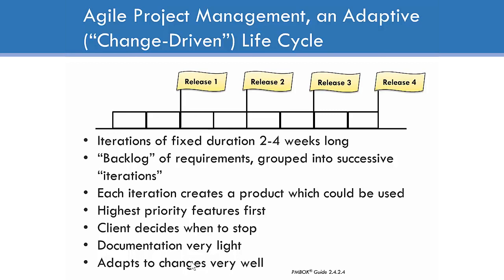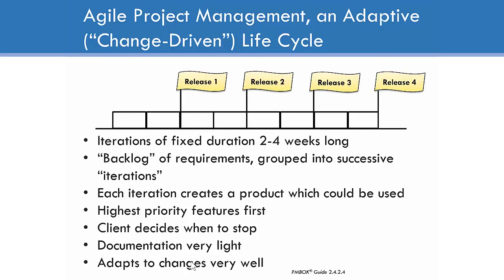And we start with creating a list that we call the backlog. It's a list of requirements or features, and we group those features into successive iterations. And then we go into the first iteration, and we do our further requirements. We do design, we do development, we do testing, and we have software code or some other product which could be used. In this case, maybe the customer is not using it.